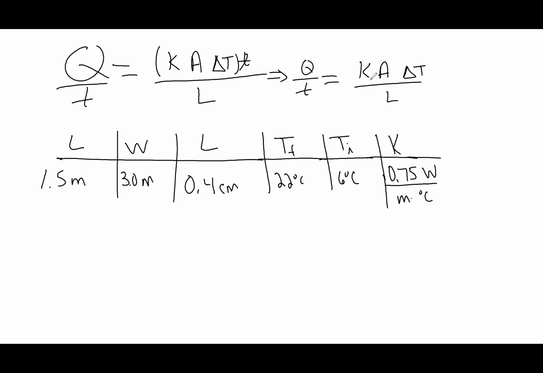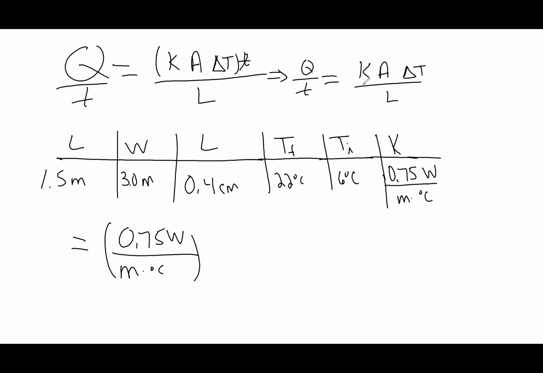We're doing number 10, and look at your handout. We'll solve it first and see what you get, and then we'll go back to the handout and see what the answer is. So all you're doing is putting in these values. You're putting in 0.75 watts per meter degree Celsius. That's the thermal conductivity K.